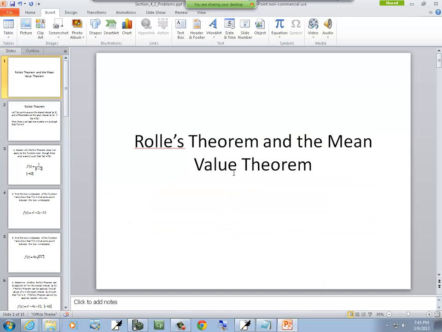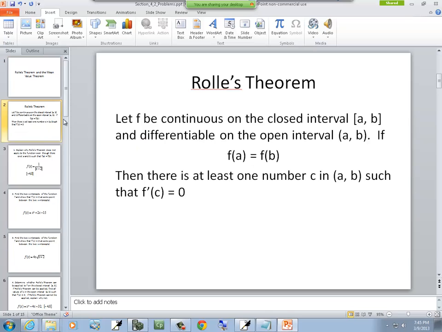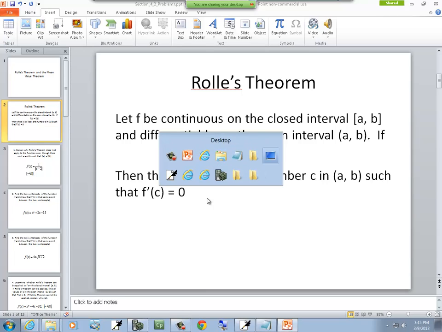Let's take a look at Rolle's theorem, if I'm saying it right, and the mean value theorem. Now, Rolle's theorem says: let f be continuous on the closed interval [a, b] and differentiable on the open interval (a, b). If f(a) is equal to f(b), then there's at least one number c in (a, b) such that f'(c) is equal to 0. What is this saying?